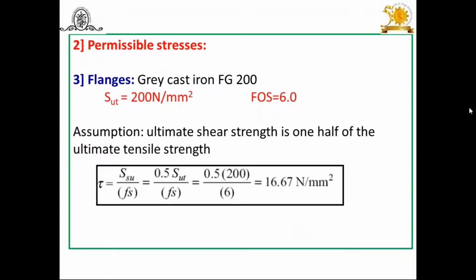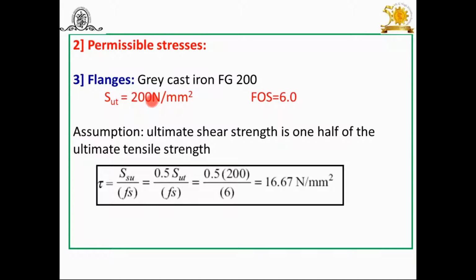Now let us find out permissible stress for flange. Here the flange is made up of grey cast iron, FG 200. The SUT is equal to 200 Newton per mm square, and FOS we have selected 6. But here in this case, you know, the hub is made up of cast iron and the flange part is made up of cast iron.